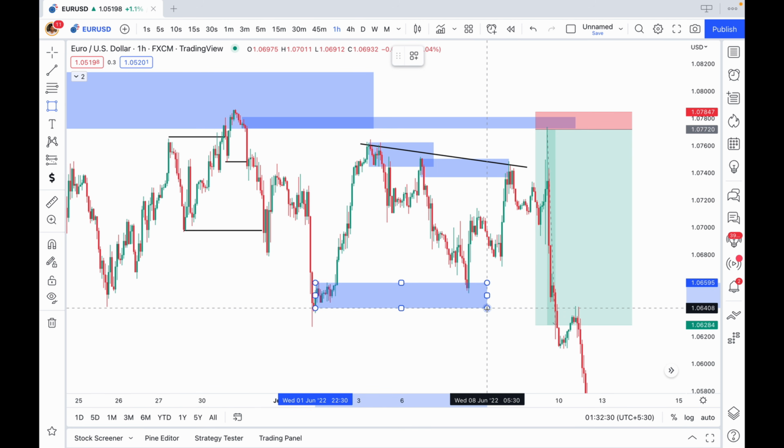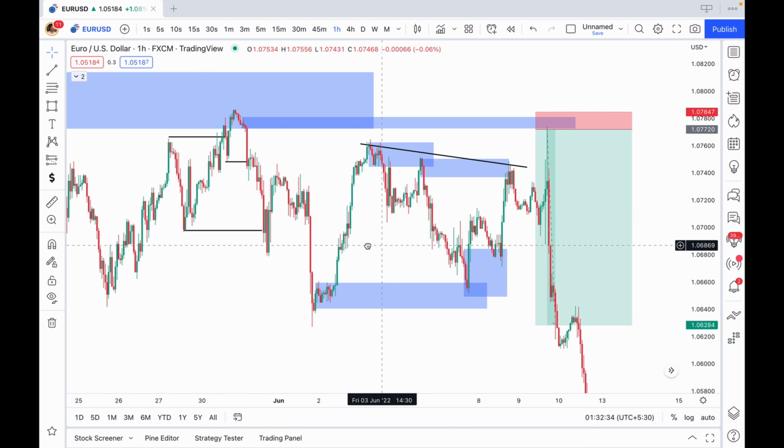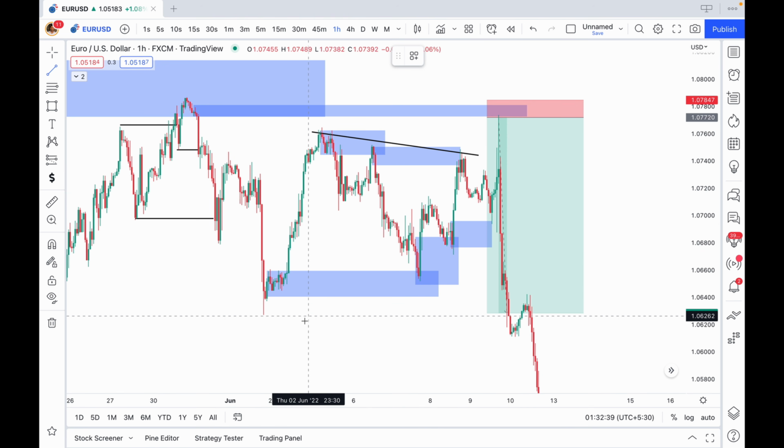Again, the structure was mitigated over here. So everything is mitigated on both sides. As we can see, there is liquidity on both sides.